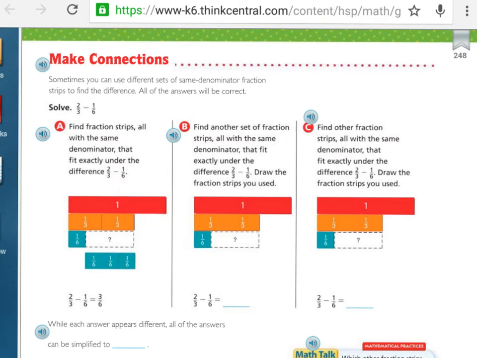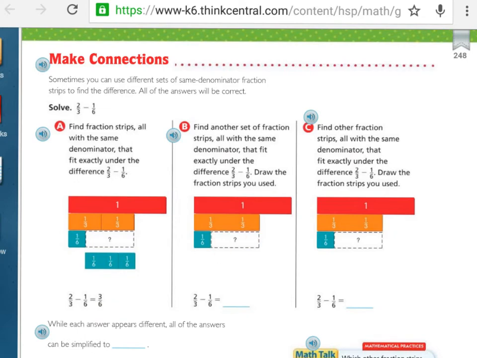So as I'm looking, here's my whole again. I'm going to compare it to my whole. I have 2/3 and I have my 1/6. So I'm trying to find what can fit inside this little hole. Well, I know that I can slide up 3 more 6s, so the answer is going to be 3/6.